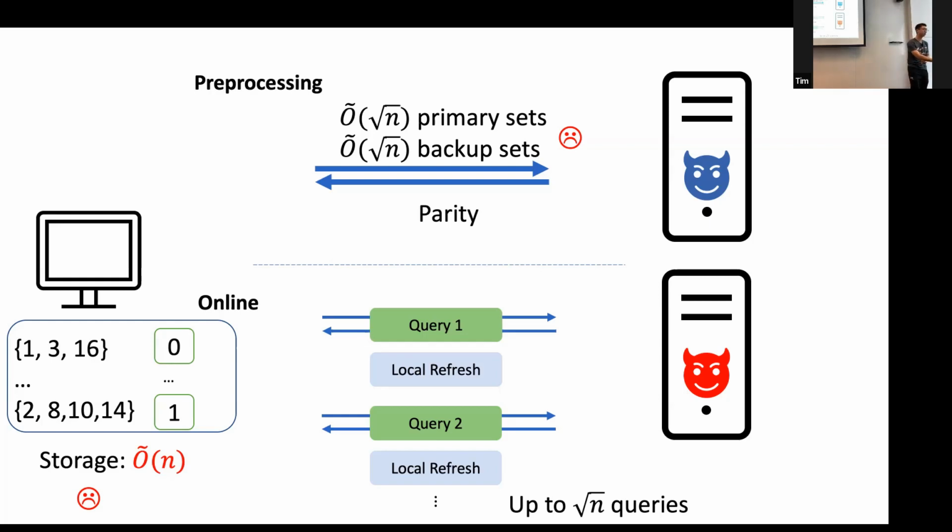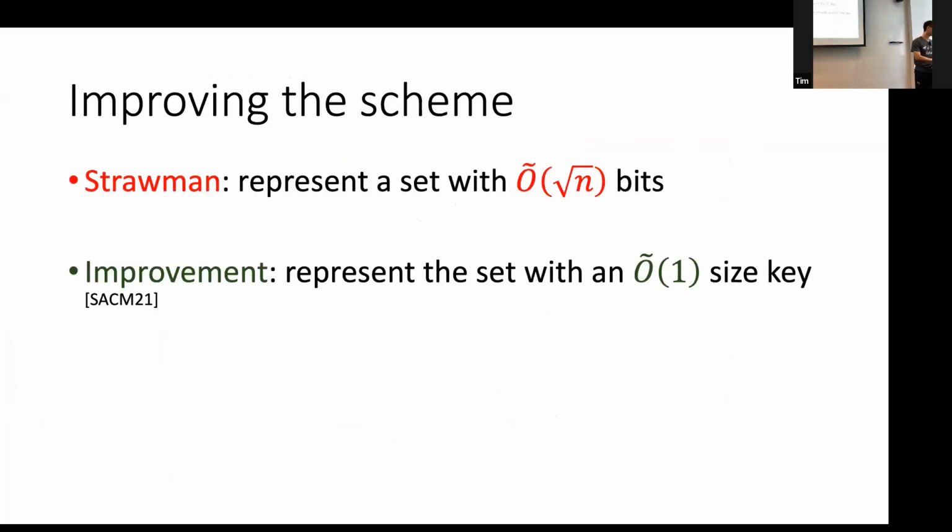Okay, so let's review our inefficient strawman scheme. The bad thing about the scheme is that during the preprocessing phase, we need to send all those sets, and sending those sets consumes linear bandwidth. And also the client needs to store all those sets, so it also stores a linear size. So it's not good. To improve this, the main idea is that the strawman scheme needs to represent a set with square root n bits. So we store them all together, right?